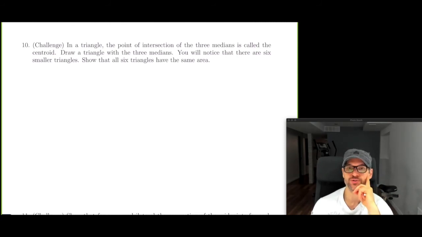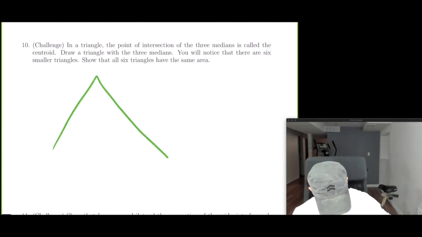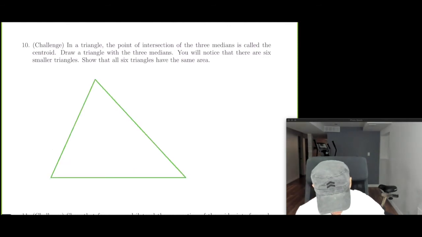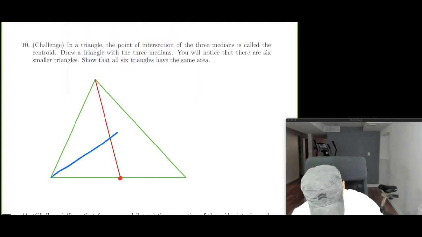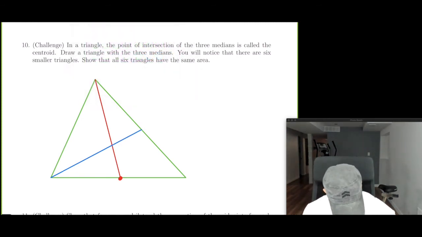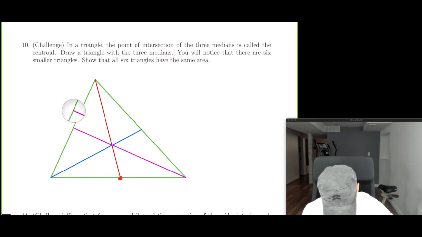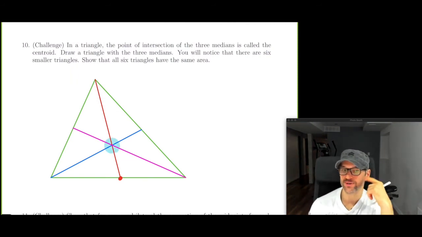So in a triangle, the point of intersection of the 3 medians is called the centroid. Draw a triangle with the 3 medians. Let's do that. So here's my triangle, and now I'm going to break this up. Say this is median 1. Here is the other median, 2, and then here's the last one, somewhere here. So this point right here is your centroid.